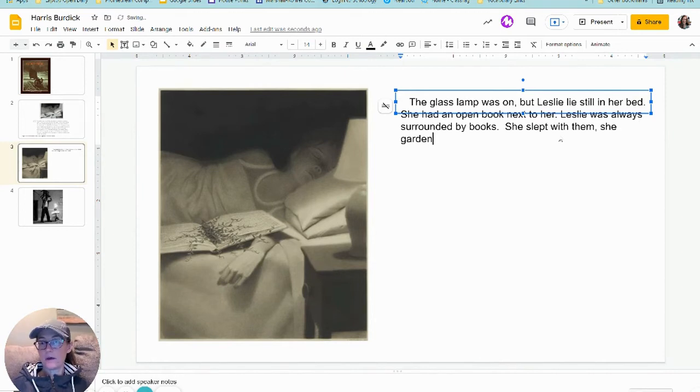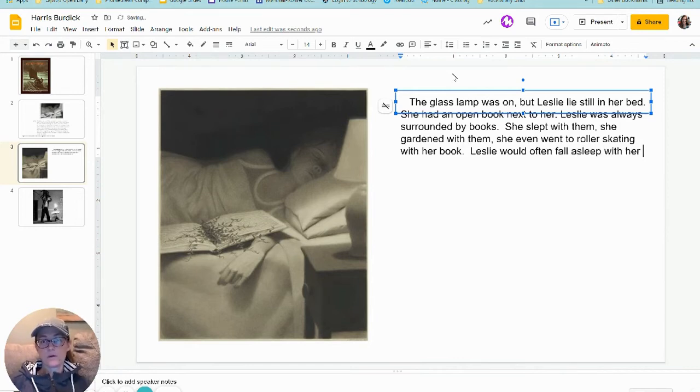She gardened with them. She even went to school. Now that's kind of an obvious one, isn't it? Or it's a weird one, where you would take books. She even went roller skating with her book. Leslie would often fall asleep with her book next to her. Books were her favorite.